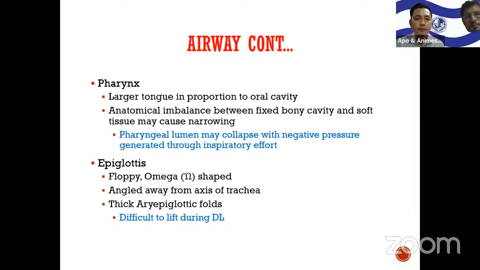Coming to the pharynx, they have a large tongue in proportion to the oral cavity. Any anatomical imbalance between the fixed bony cavity and soft tissue may cause narrowing of the airway. The pharyngeal lumen may collapse with negative pressure generated through any inspiratory effort made by the baby. The epiglottis is floppy and omega shaped, angled away from the axis of the trachea, and they also have thick epiglottic folds. Therefore, it's difficult to lift the epiglottis during direct laryngoscopy.